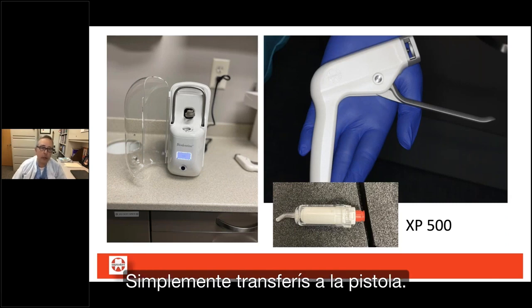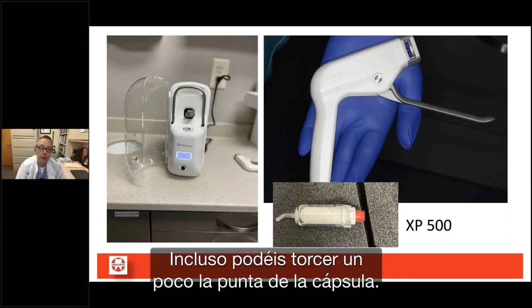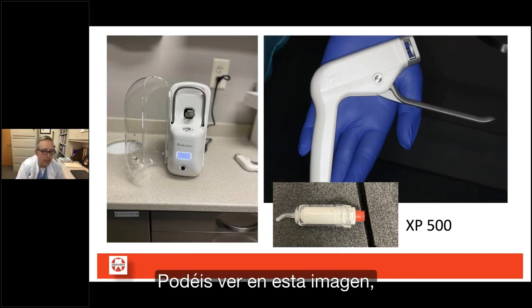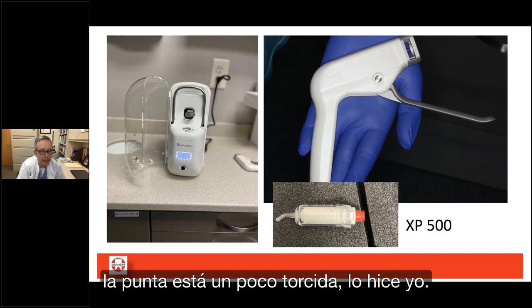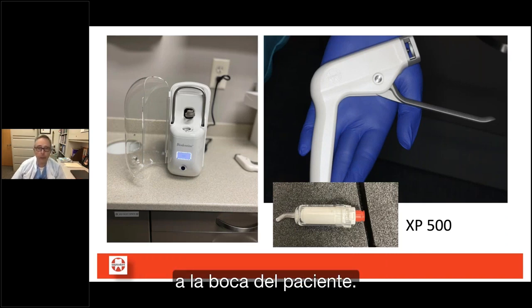You just transfer it to the gun, and I will have a couple of pictures later. You can even twist the tip of the capsule a little bit. You can see in this picture, the tip is a little bit bent. I did it, so it's a direct transfer from the mixer to the patient's mouth.